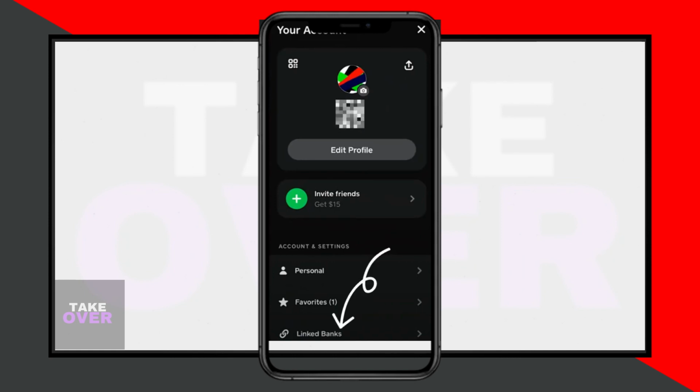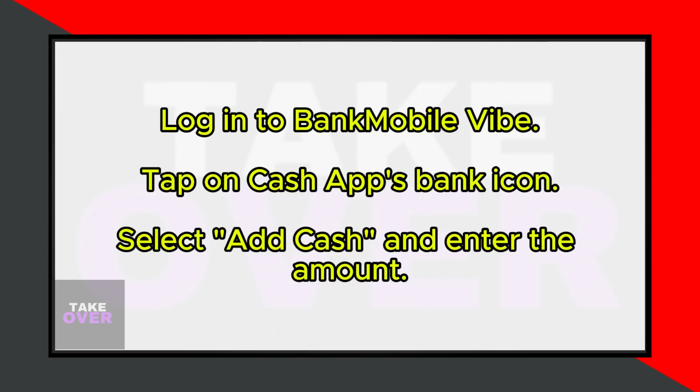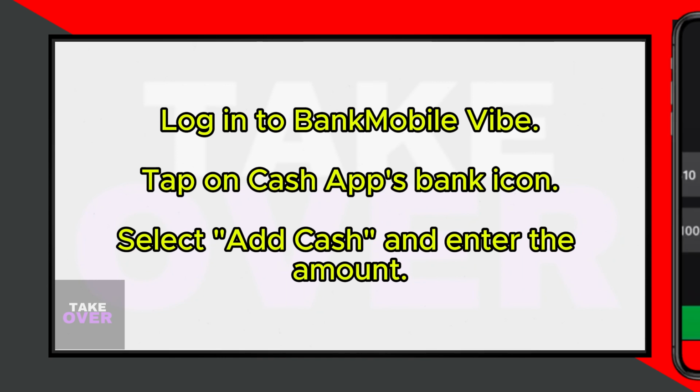To transfer money from your BankMobileVibe account to your Cash App, tap on the bank icon within Cash App. Then select Add Cash. Enter the amount you wish to transfer and tap Add. After a brief processing time, you will receive a confirmation screen indicating the successful transaction.